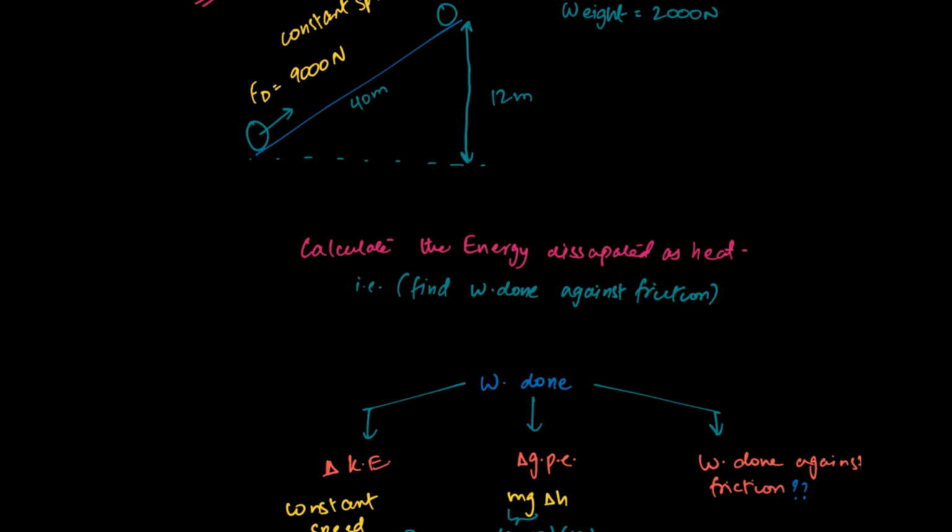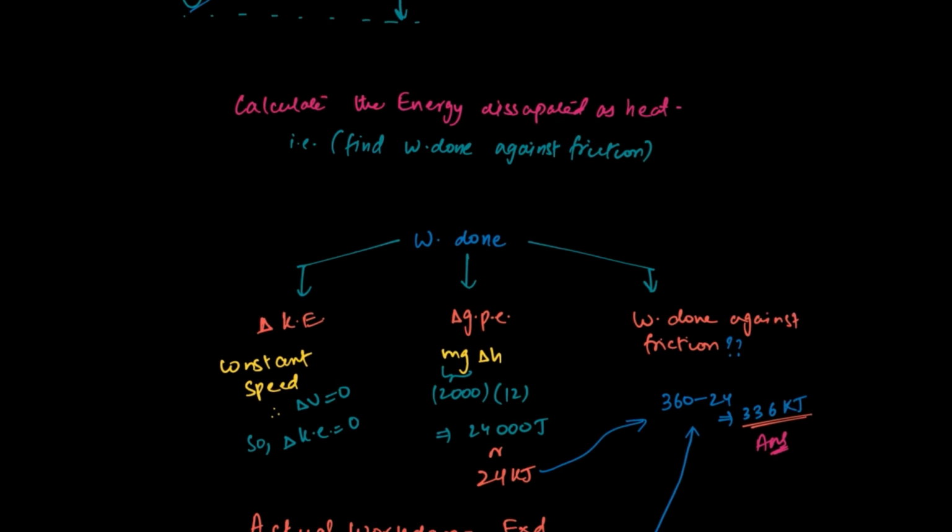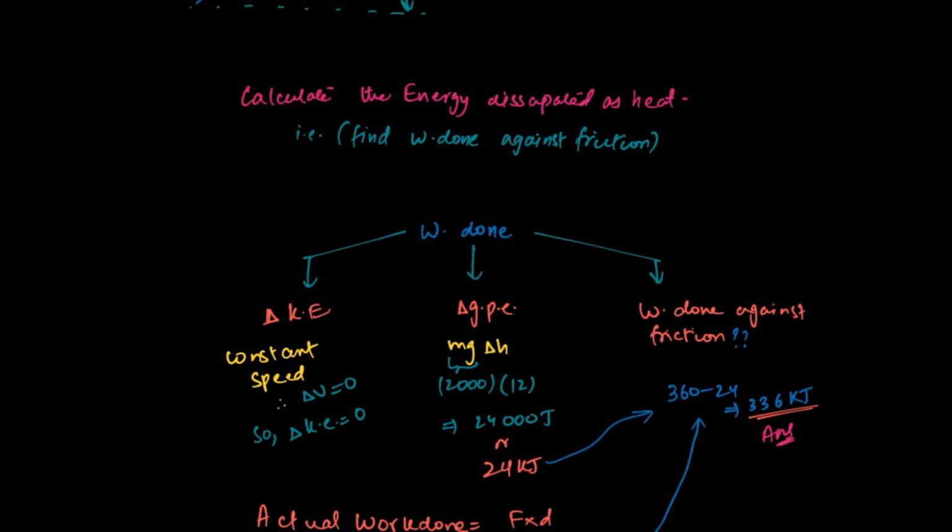Okay, moving on. Again, work done could be divided into three types of energies. That is, change in kinetic energy, change in gravitational potential energy, and work done against friction. So the change in kinetic energy in this case again would be zero, and I guess I don't have to tell this again because from the previous two parts we know that when there's a constant speed, the change in kinetic energy would also be zero.